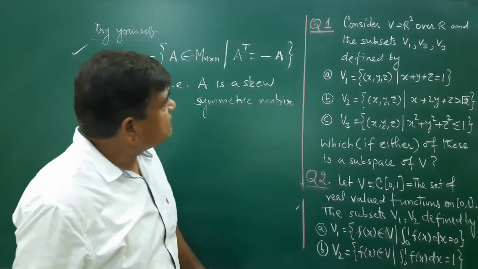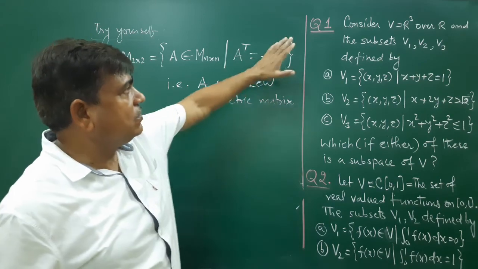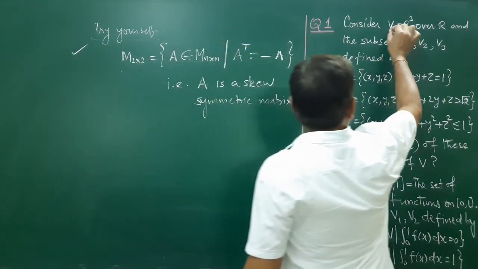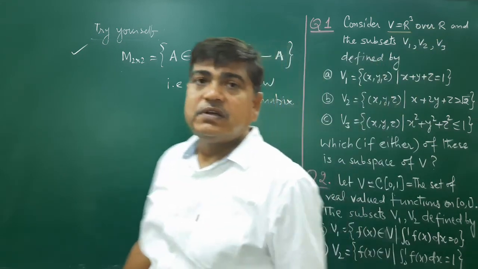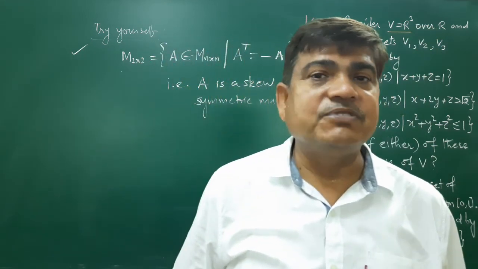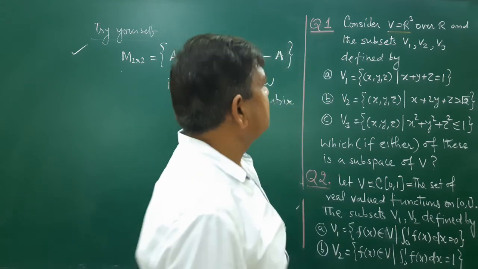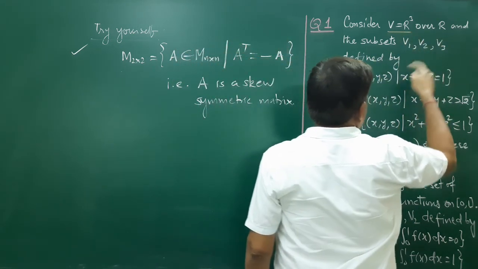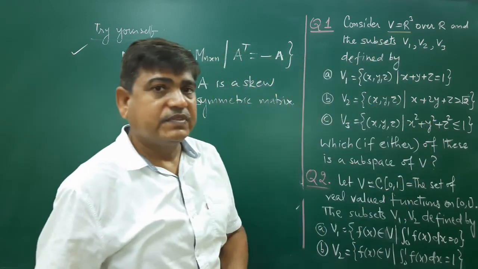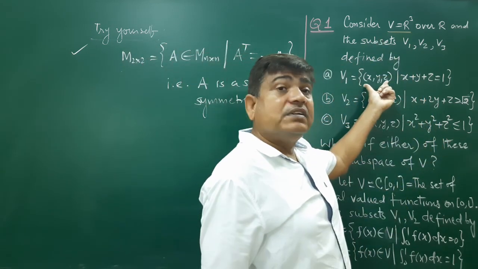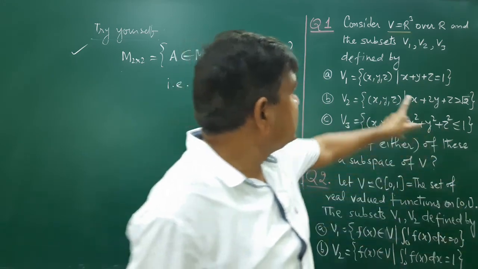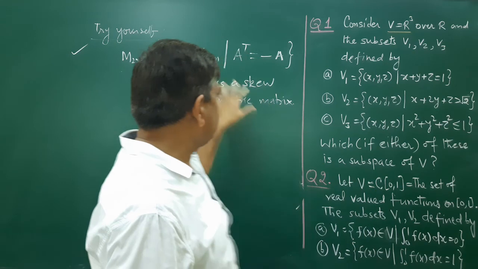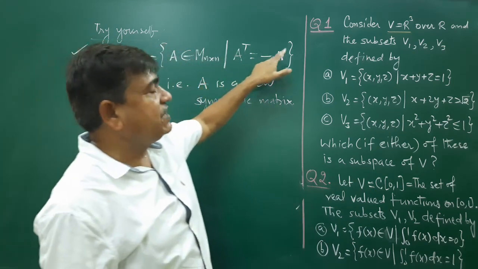Now we come to the next question. Look at this. V is R cubed, that means 3-dimensional space, you people know that. V is R cubed over R and the subsets V1, V2, V3 are defined as follows. V1 is the set of points in 3D such that x plus y plus z is 1. The condition is given, just like here the condition is given, that transpose of A is minus A.